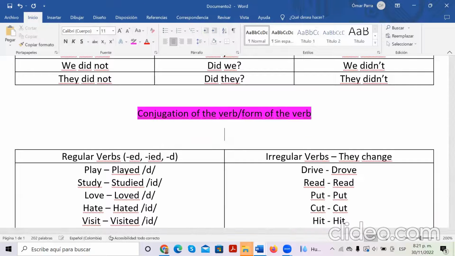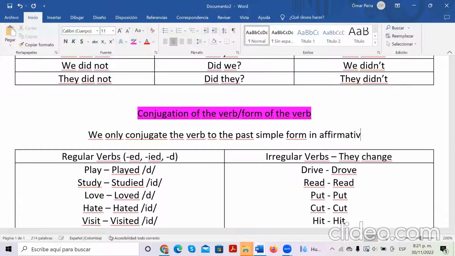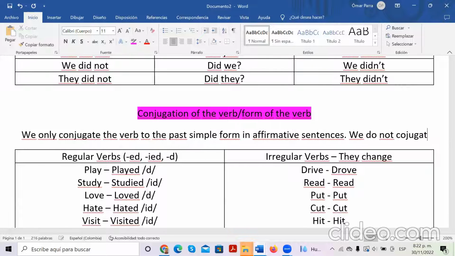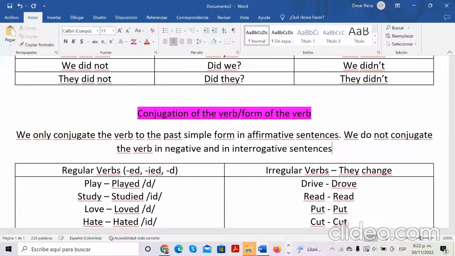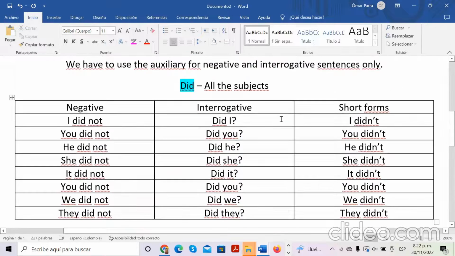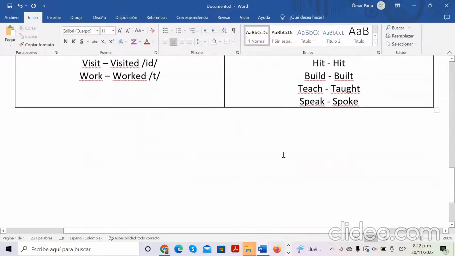And we only conjugate a verb to the past simple form in affirmative sentences. Okay, we do not conjugate the verb in past simple in negatives and in interrogative sentences, because we have an auxiliary. Okay, so if there is an auxiliary, we do not conjugate the verb.